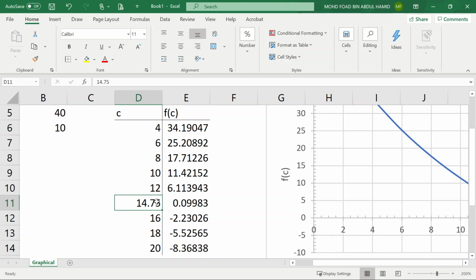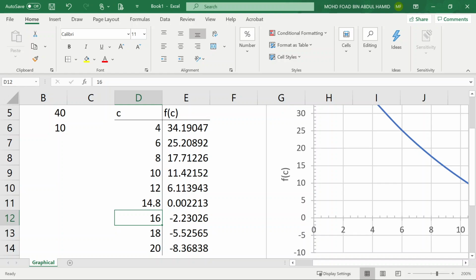So maybe it's 14.8 something. Let's try 14.85 and see. No. So the best thing that we can do with this spreadsheet is 14.8. The solution to one decimal place, or three significant figures, is only 14.8. With the graphical method, what we can get is around 14.5. So this is the solution.